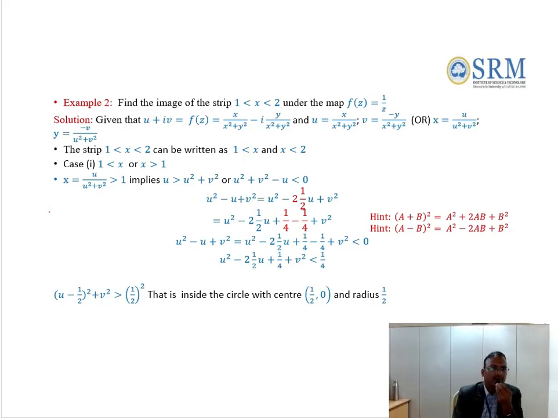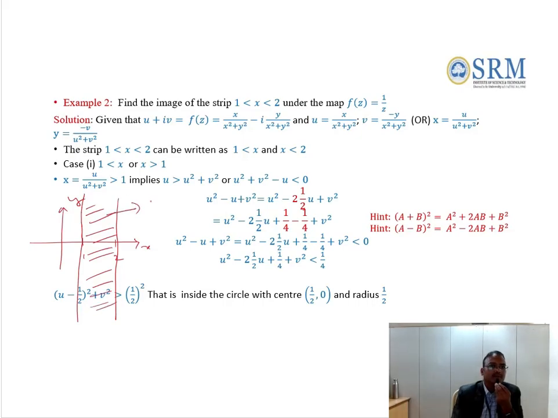Therefore, in the complex plane, this is your x-axis and this is your y-axis. x is bounded by 1 and 2, whereas y goes from minus infinity to plus infinity. So this is your 1 and this is your 2. Then the strip means the region bounded by these two vertical lines. So this is your strip 1 less than x less than 2.